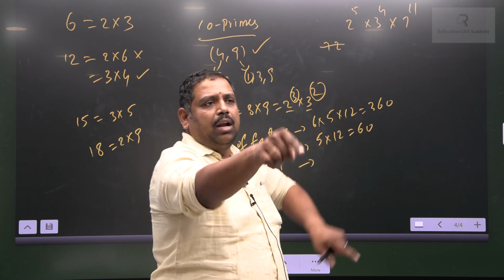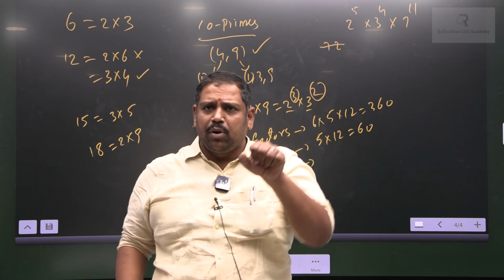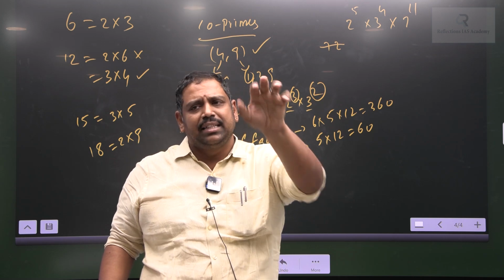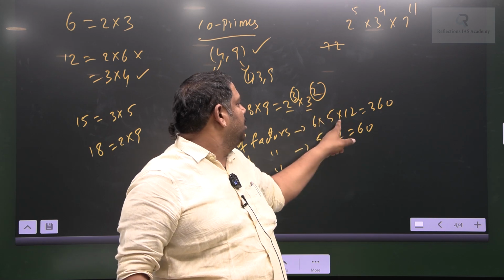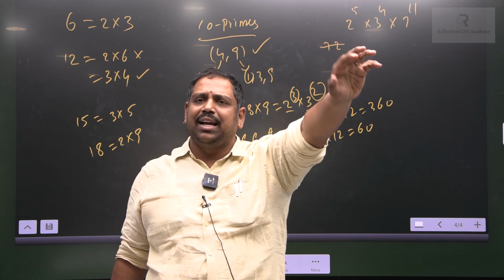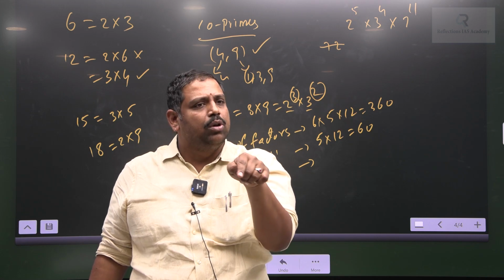Got it? Now 3 power 4 now. I can take 3 power 4. I can take 3 cube. I can take 3 square. I can take 3 power 1. I can take 3 power 0 also. That's a factor. That's why plus 1. Okay, similarly 7 power 11, 10 and so on up to 1 and 0 also. So that's why plus 1.